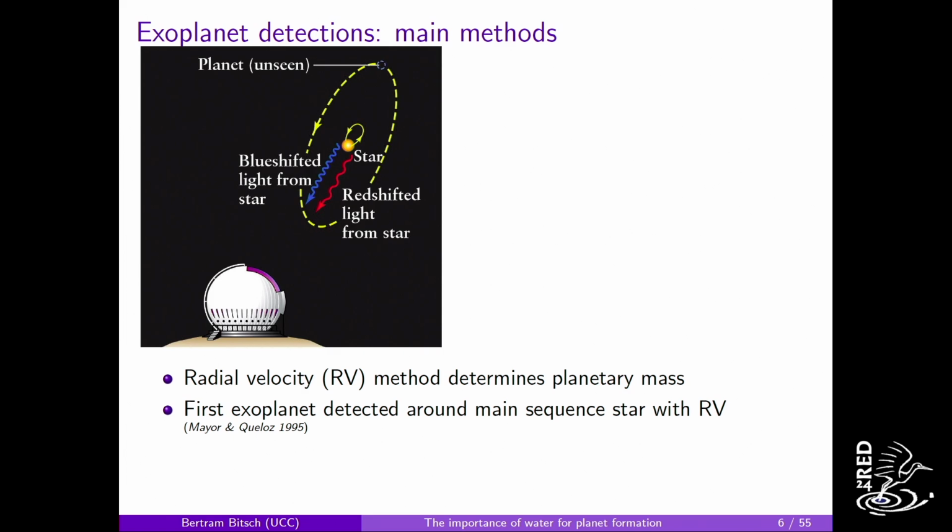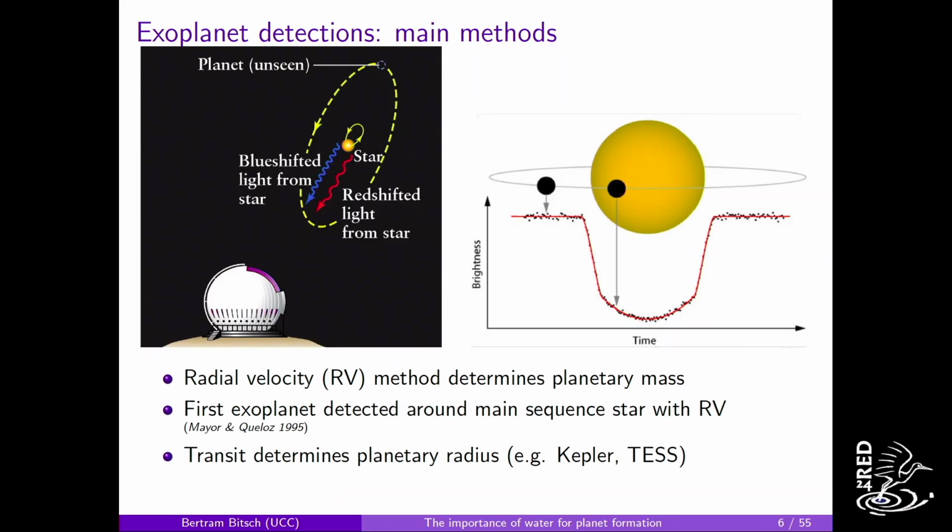The first exoplanet around a main sequence star was actually detected with this method nearly 30 years ago, and Michel Mayor and Didier Queloz actually received the Nobel Prize for this 5 years ago. So it's a very, very important discovery, and it also indicates it's a very young field, right? If the first exoplanet was discovered 30 years ago, that's less than my age, so it's actually a very young field. Let's put it like this, okay?